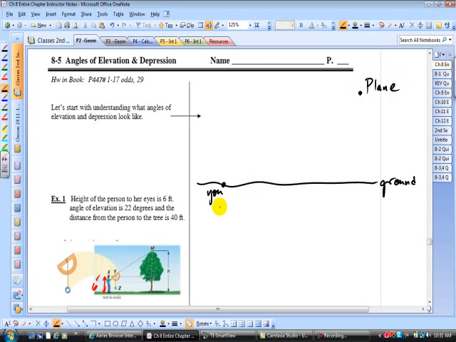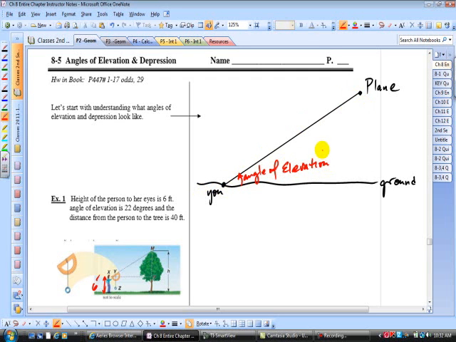The angle from the ground to the plane can be drawn as so from you to the plane. This angle right here, between the ground and your eyesight, from your eyes to the plane, is what's called the angle of elevation. Let's write that down. It's called the angle of elevation.